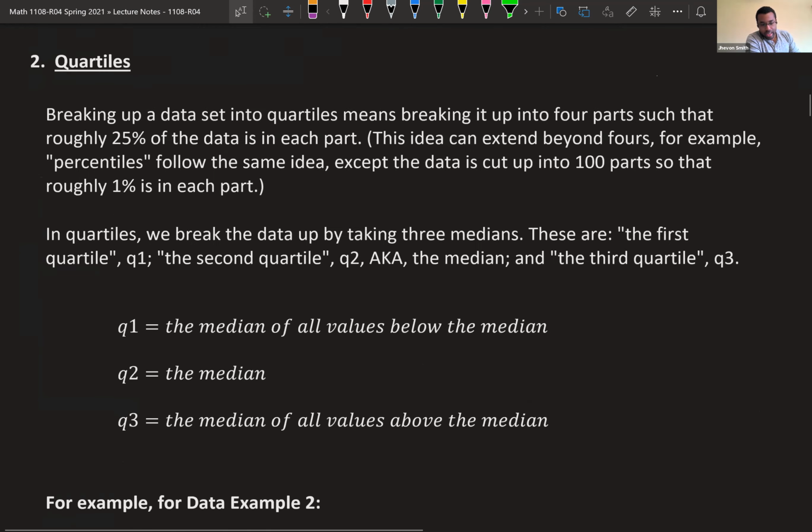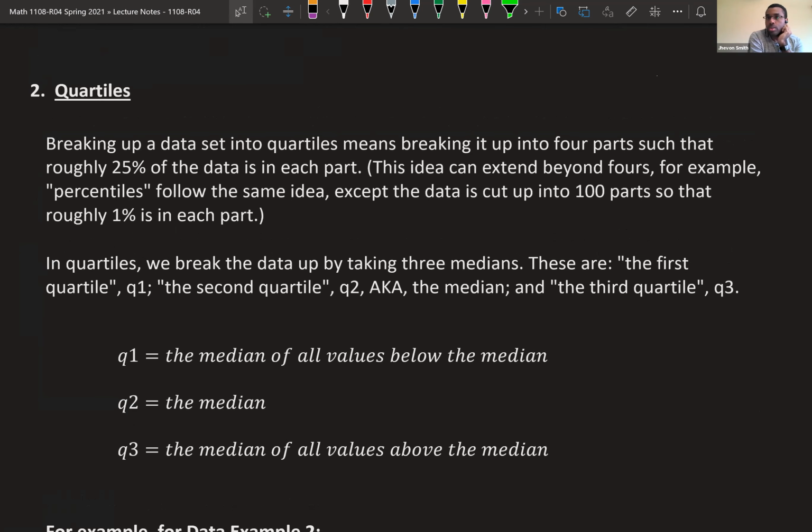Another way is using quartiles. Now, quartiles, from the root word quarter, means you're going to split your data into 4 equal sections, where roughly 25% of the data is in each section.